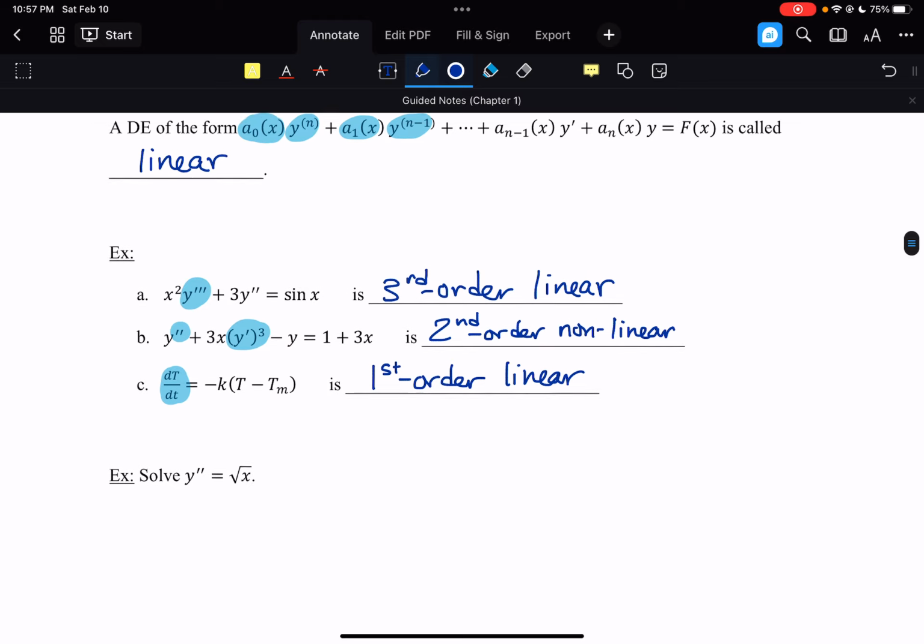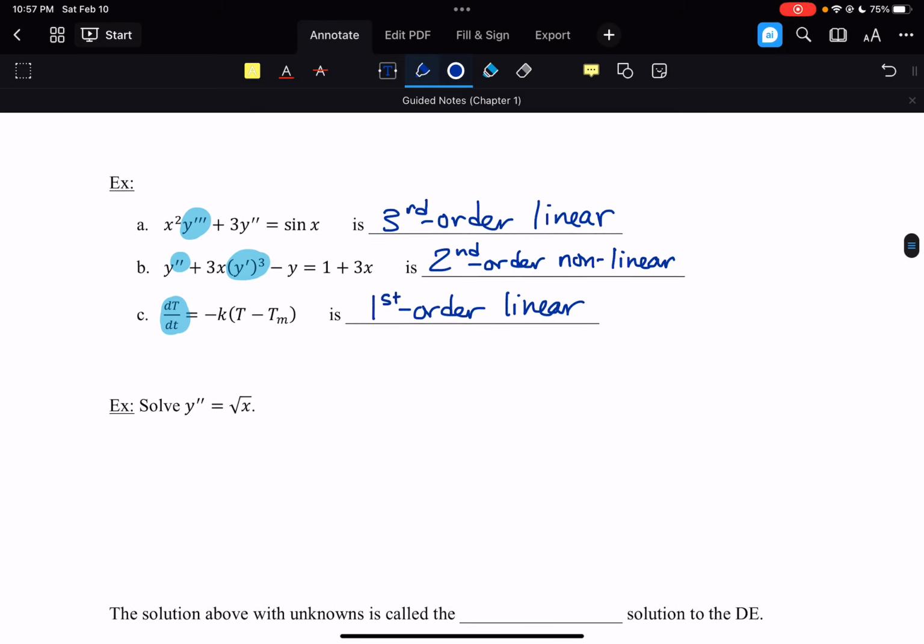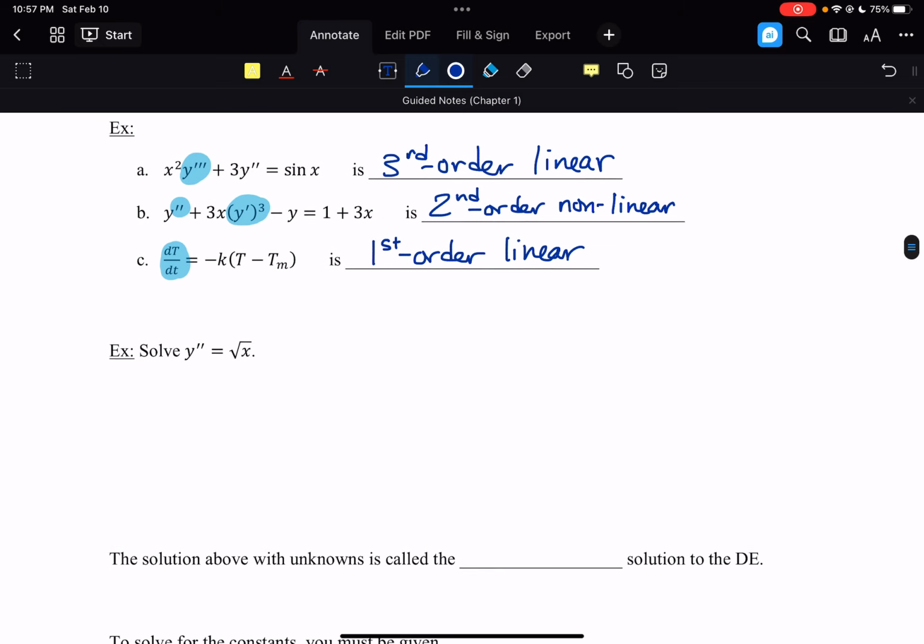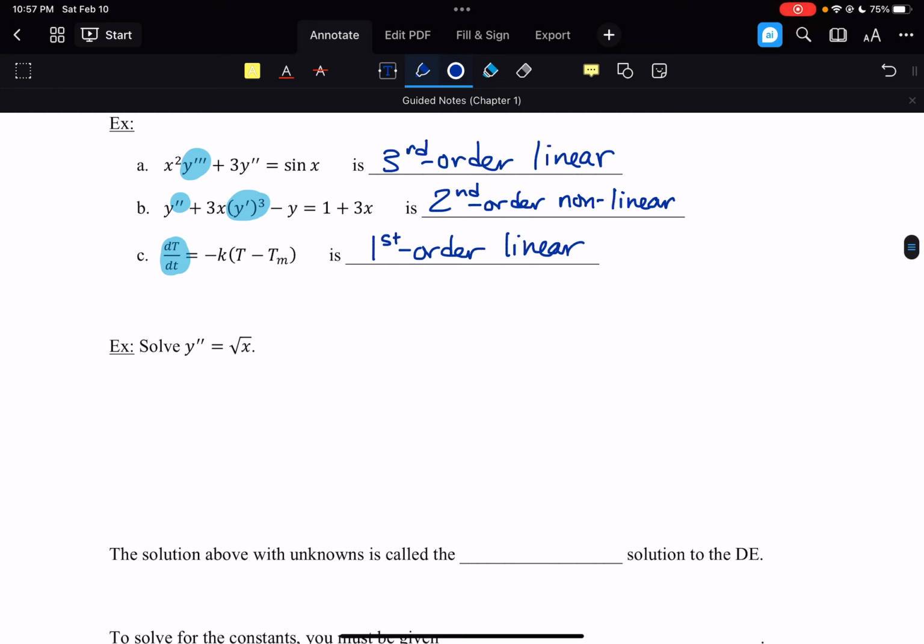So let's start with a more specific example that we might be a little more familiar with. So here we have y double prime equals the square root of x. So this is a differential equation. This is second order linear. So the highest derivative in it is the second derivative, and it is linear.